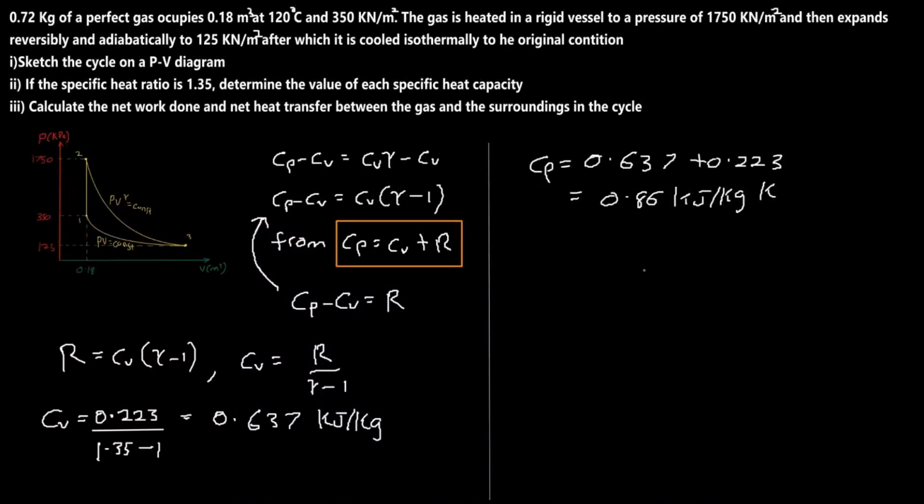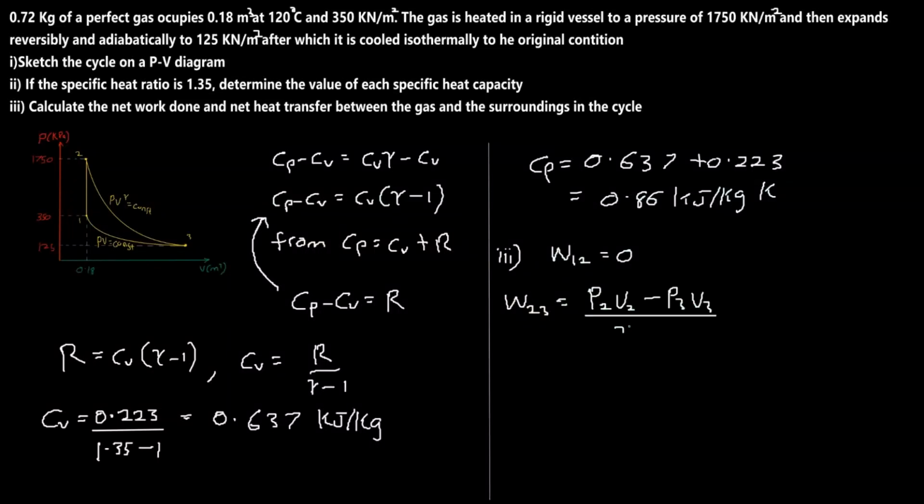To calculate the work done for each process, for process 1 to 2, the work done is equal to 0 because it is an isochoric process. For process 2 to 3, the work done can be gotten from W23 equals P2V2 minus P3V3 divided by gamma minus 1, which is the work done in an adiabatic process for a perfect gas.